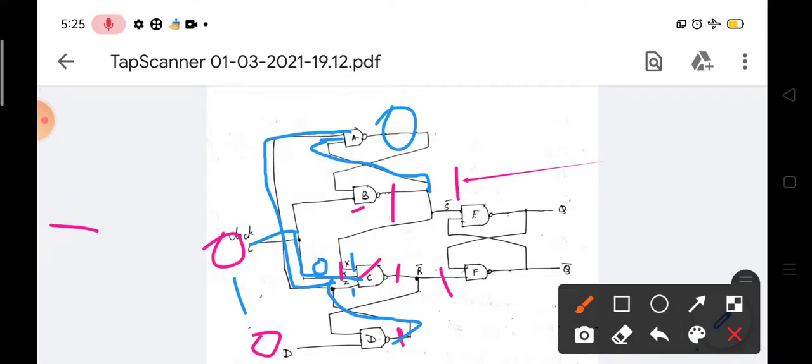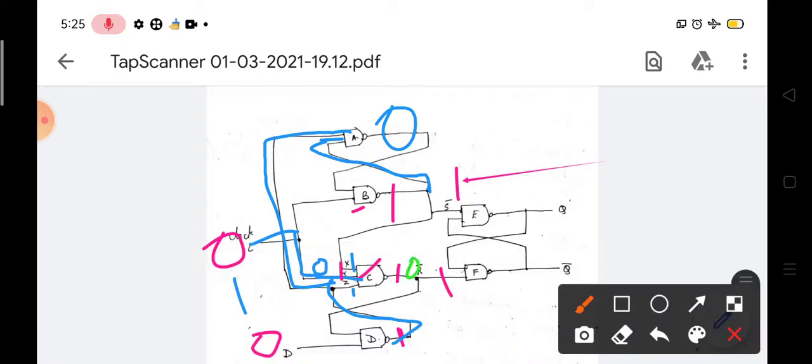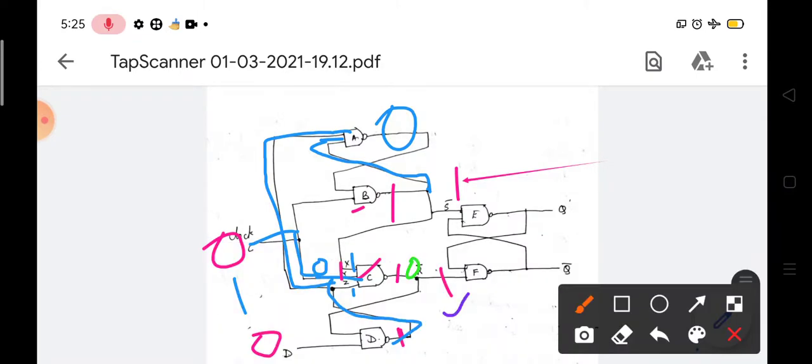I hope up till here it was understood. So now y is also 1 like my x and z. And the output of gate C, if x, y and z all are 1, it means the output of my gate C goes to 0. My R bar, which was 1 earlier, now goes to 0. R bar is nothing but the output of gate C.